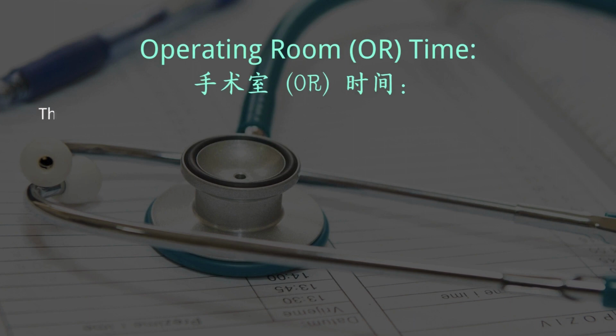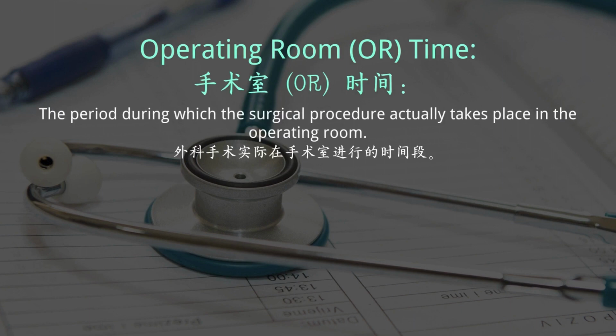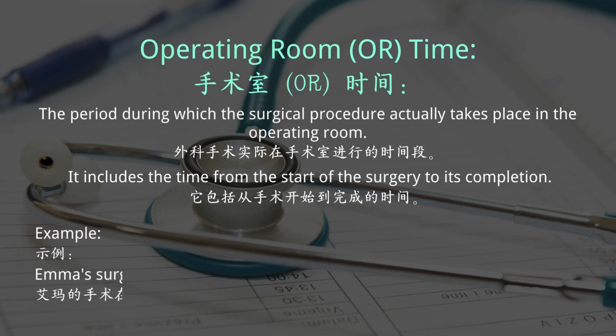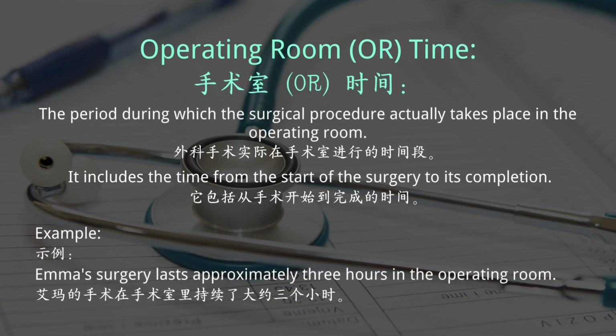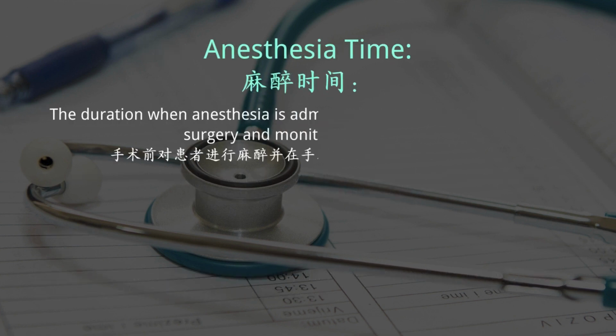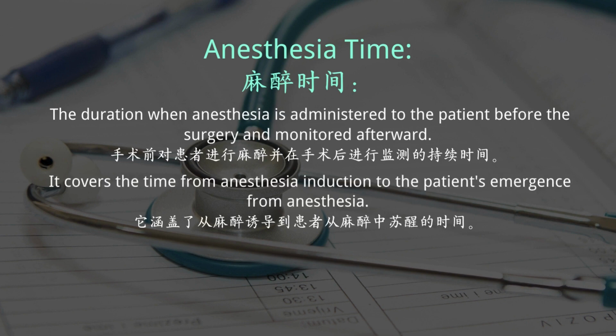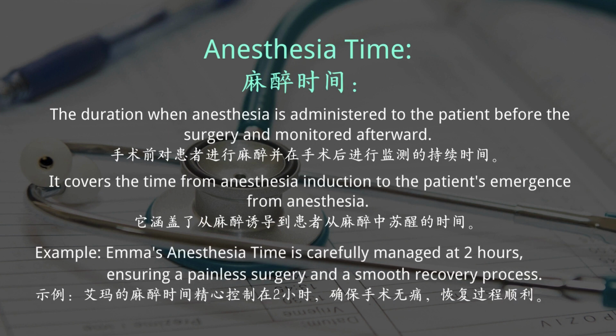Operating room time. The period during which the surgical procedure actually takes place in the operating room. It includes the time from the start of the surgery to its completion. Example: Emma's surgery lasts approximately 3 hours in the operating room. Anesthesia time. The duration when anesthesia is administered to the patient before the surgery and monitored afterward. It covers the time from anesthesia induction to the patient's emergence from anesthesia. Example: Emma's anesthesia time is carefully managed at 2 hours, ensuring a painless surgery and a smooth recovery process.